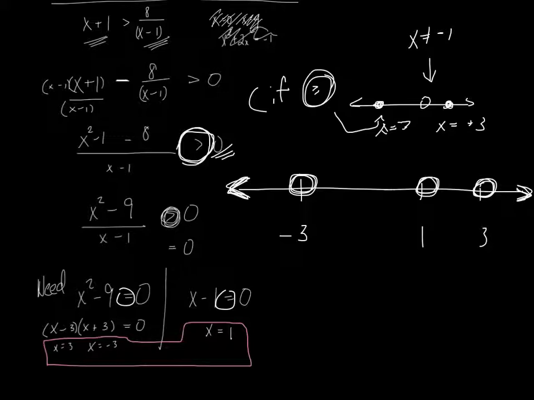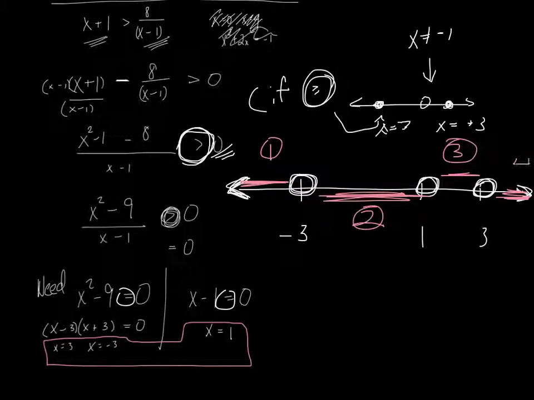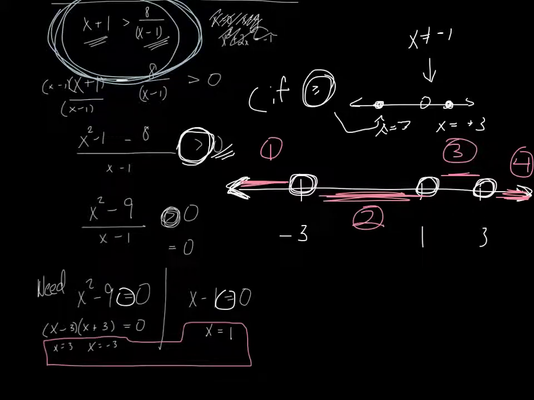Now, finally, what we've done is break up the number line into regions. We've got region 1, region 2, region 3, and region 4. What we're going to do is test each region with our original inequality. Is this inequality true in region 1? Is it true in region 2? Region 3, and so on. To do that, we can just plug in whatever number we want.